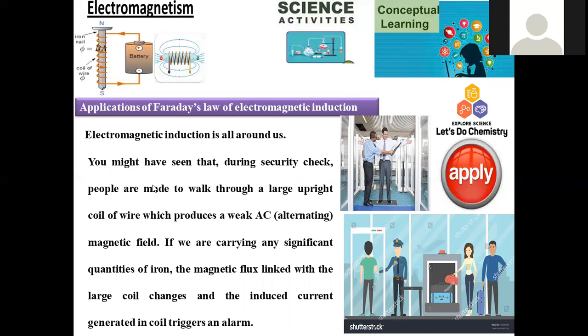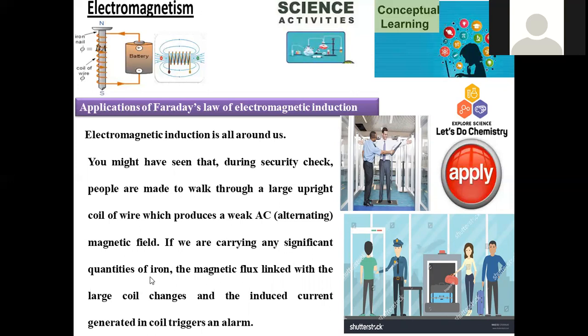You might have seen during security checks while traveling to another region, either by train or by air, that security check is the most common thing in order to avoid any kind of abnormal things. In order to prevent all those conditions, security check is the most prominent thing we can notice. In this process, a large upright coil of wire is taken, which is supplied with a weak alternating current and used to produce the magnetic field.